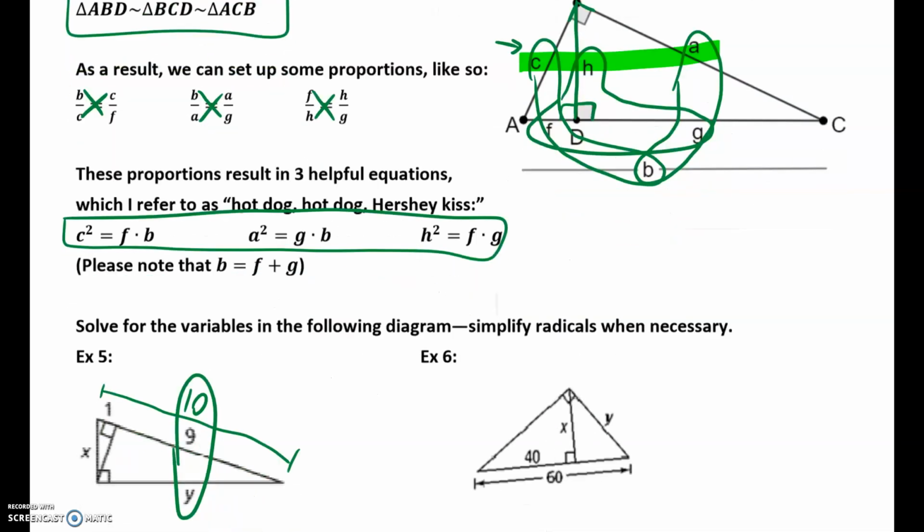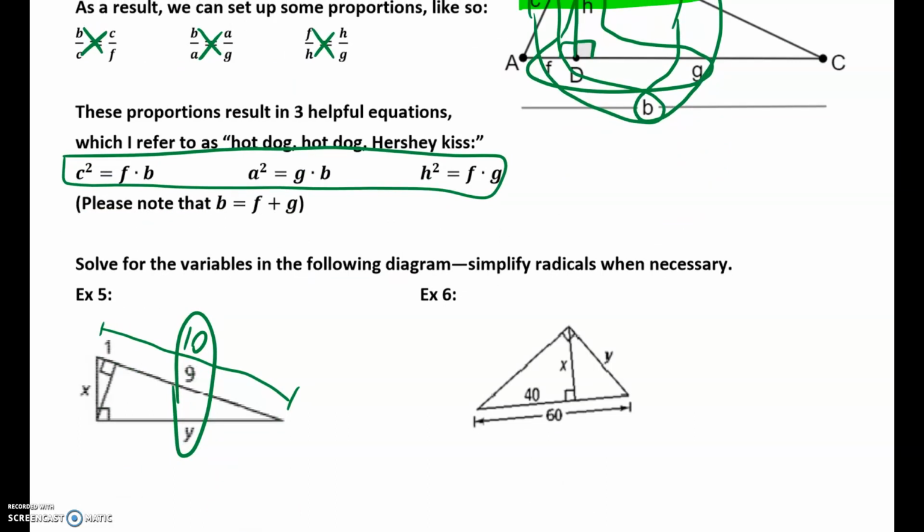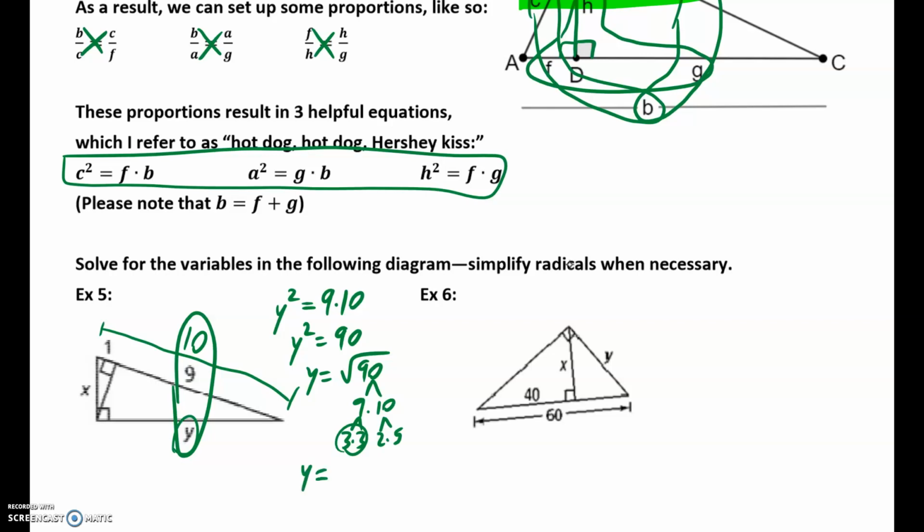All right. So if obviously this picture is upside down, that means y is going to be the squared one. So y squared ends up equaling 9 times 10, which means y squared is 90. And you'll notice y is the square root of 90. Essentially, y is the geometric mean of 9 and 10, right? So square root of 90, let's see, that breaks down into 9 times 10. 9 is 3 times 3. 10 is 2 and 5. So the only pair there is a 3. So y equals 3 radical 10. That's y.